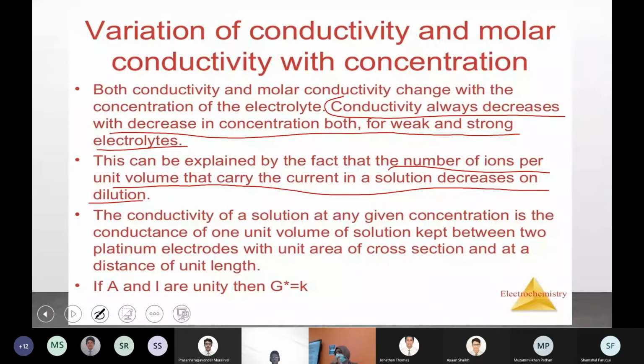Conductivity decreases on dilution, and the explanation is that the number of ions per unit volume which carry the current decreases on dilution. You can easily connect with this point because it's expected. When you're diluting, the number of ions per unit volume decreases, because in the conductivity definition a unit volume is taken in the conductivity cell for the measurement. So the decrease in ions per unit volume makes a decrease in the conductivity value.